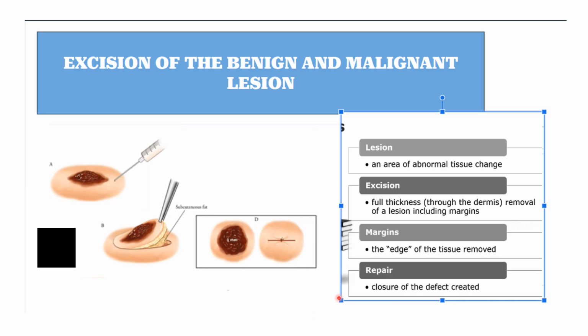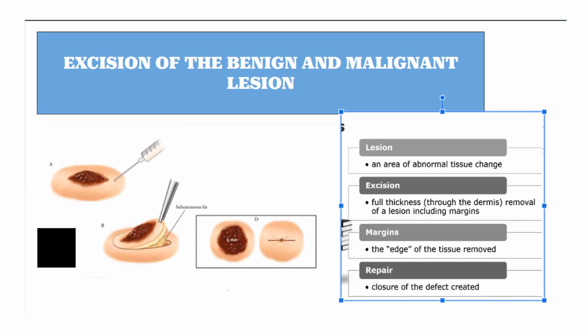Excision is a full thickness removal of the lesion, including the margin. When we use the word excision, that means we are removing the full thickness lesion. Margins are the edge of the tissue. So these are called as a margin, which are nothing but the edges of that tissue. And the repair is the closure of the defect. So after we remove this particular thing, whatever the defect is there, that we need to close it by repair.